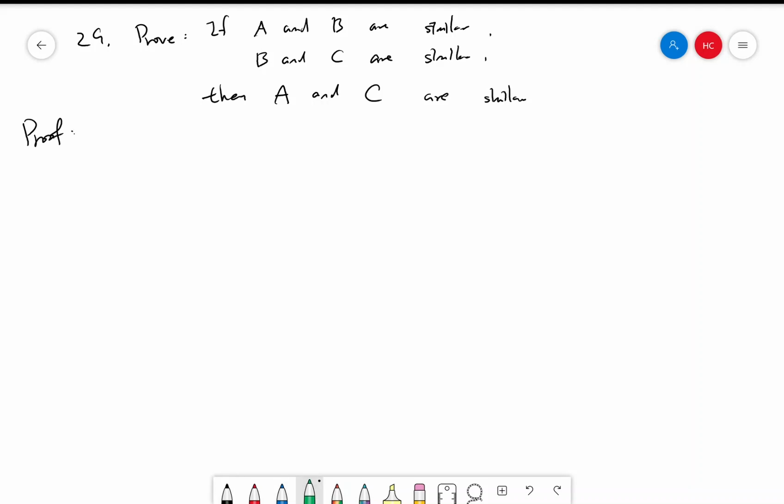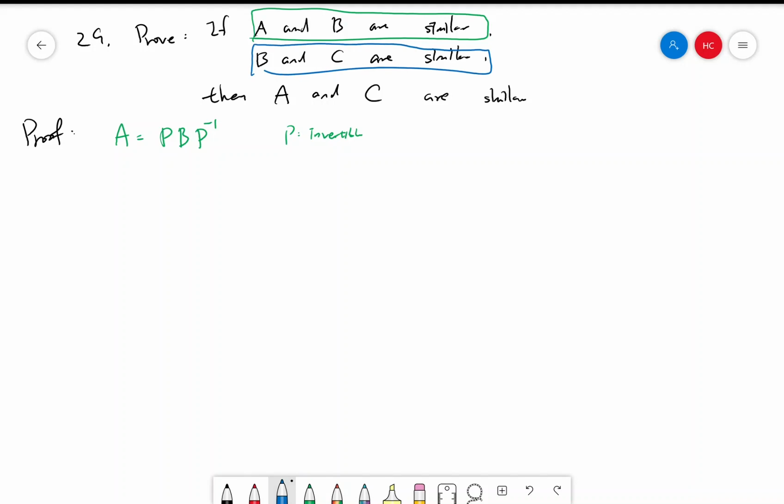So the fact that A and B are similar means A equals P times B times P inverse, where P is an invertible matrix. And the fact that B and C are similar tells you that B is equal to, let's say, Q times C times Q inverse. Q is invertible. Well, B is equal to this. Let's plug this into here.